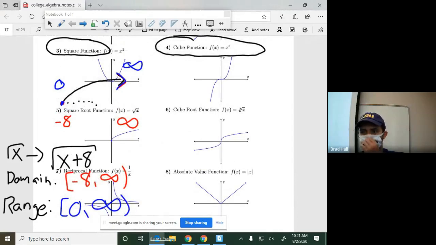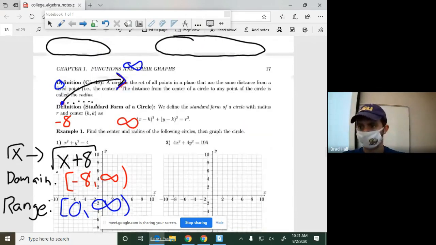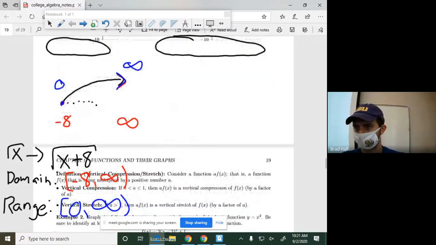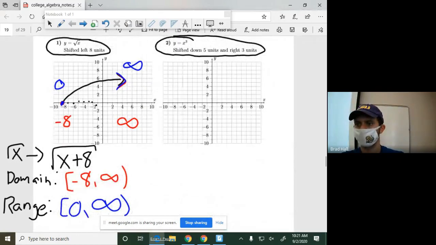And it seems to be number 4. Number 4, the cube function. It's the snake-looking shape. So if anything, now we know what the general shape looks like. And so now the question is, what do we do with the shape? Shift it down 5 units and to the right 3 units.